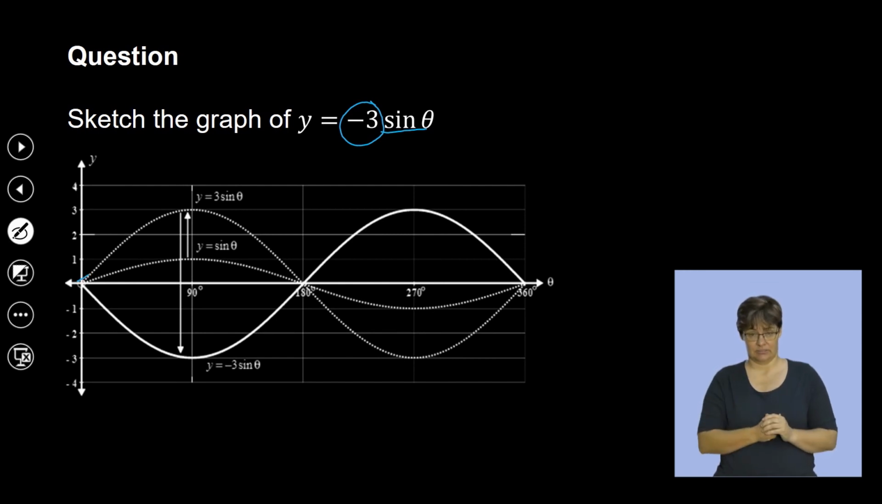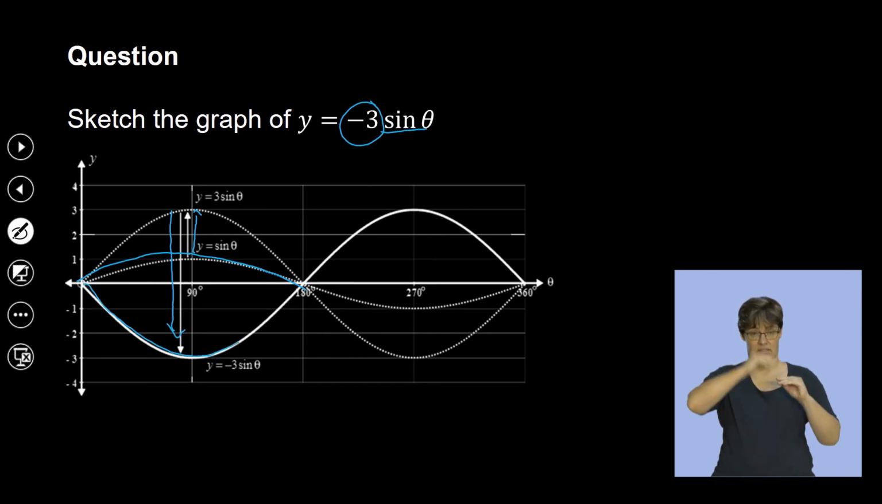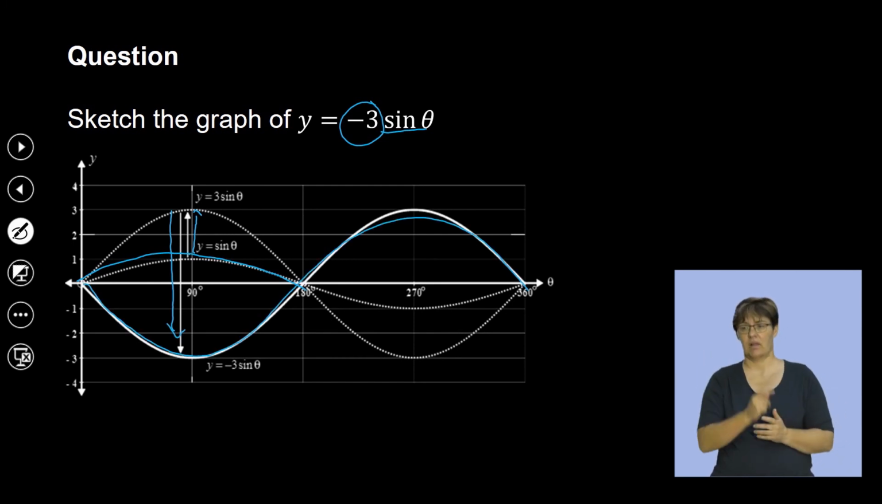So the original graph is this one. You stretch it, that's number 2, and then you reflect it. And then my graph will look something like that. So that's really the main thing.